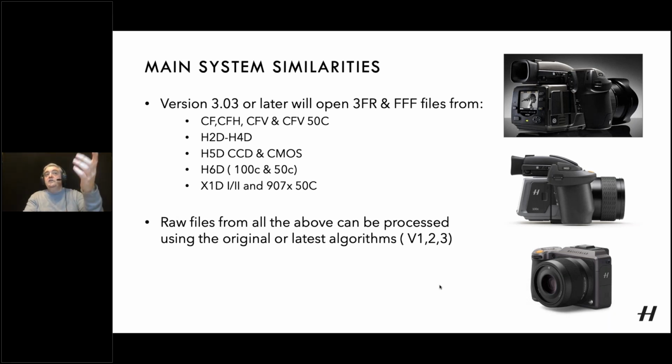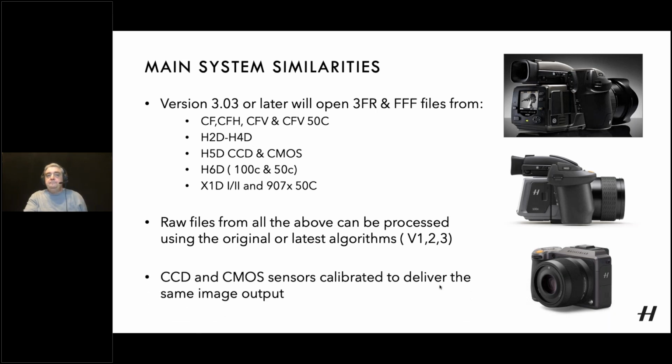And again, even an early CFH file or early CFE digital backs, the files from there can still use the latest algorithms so that we can extract even more detail than was possibly available in earlier versions. Additionally, with CMOS and CCD sensors, the calibrations in the system and through Phocus mean that I won't say it'd be 100% impossible to see a difference, but you would have to be pixel peeping and checking. They're designed to give you the same output, regardless of whether you're using a CCD or a CMOS in terms of the color and quality.